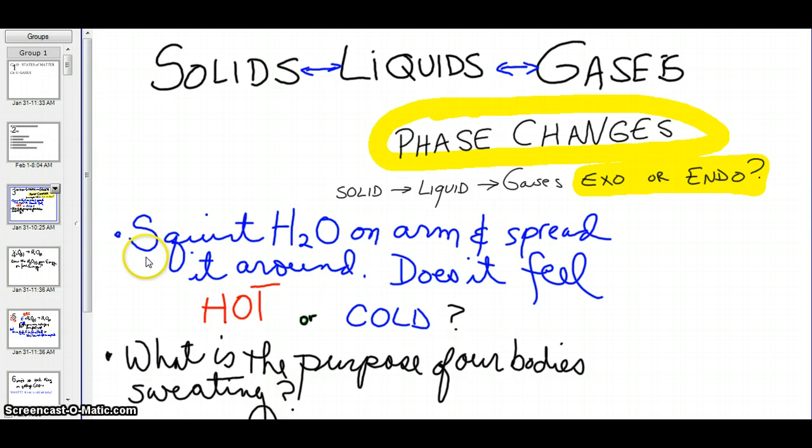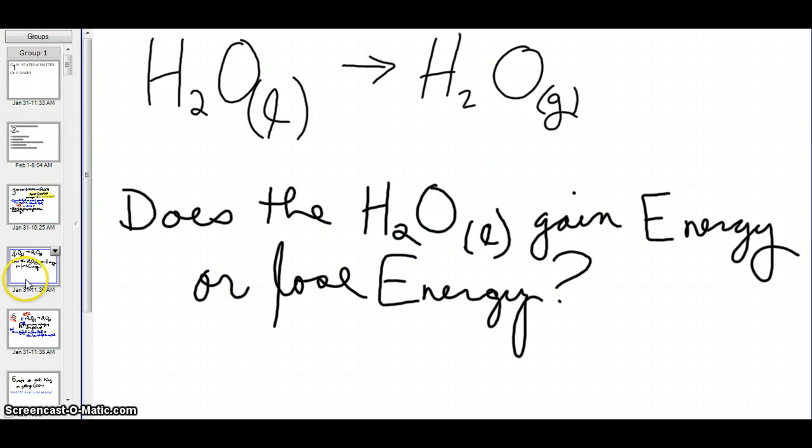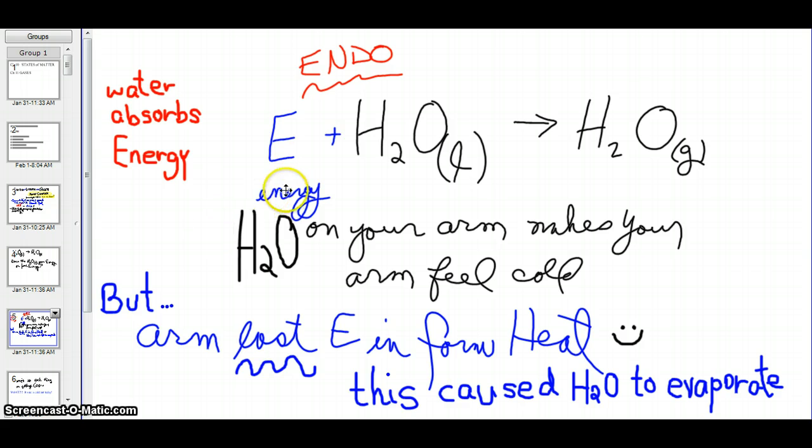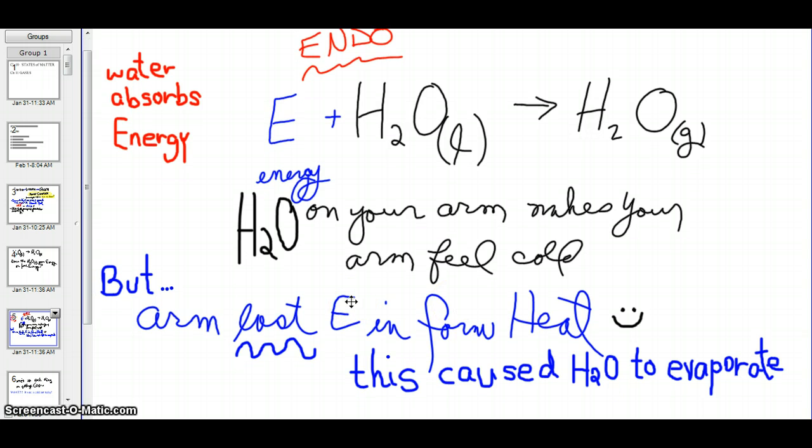So let's apply that to how we would write that change in chemistry. The phase change for this physical change is going from liquid water to gaseous water. And does that water gain energy or lose energy in going through the process? That's right. The water has to gain energy or absorb the energy. That's called an endothermic change. And that makes the water evaporate. Well, from where does the energy come? Your arm. So think about that. Your arm lost the energy, and that made the water evaporate.